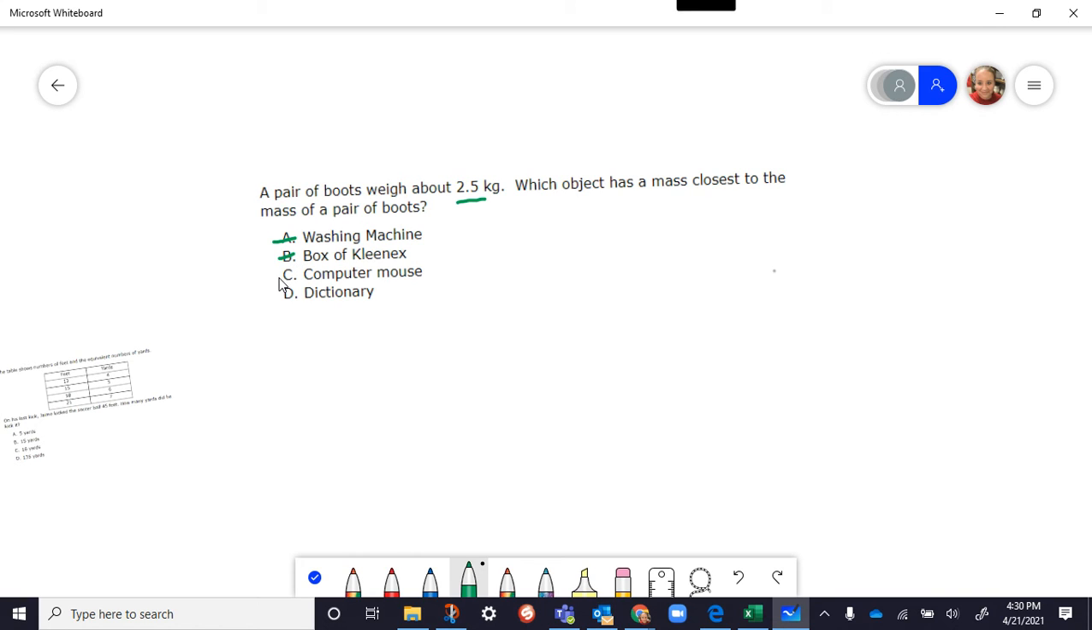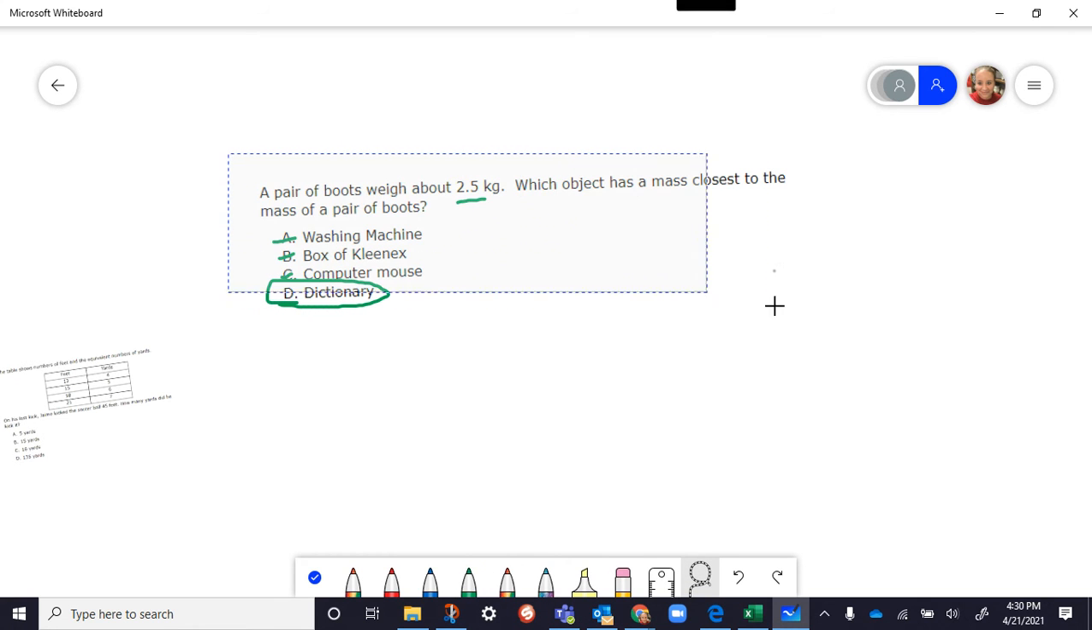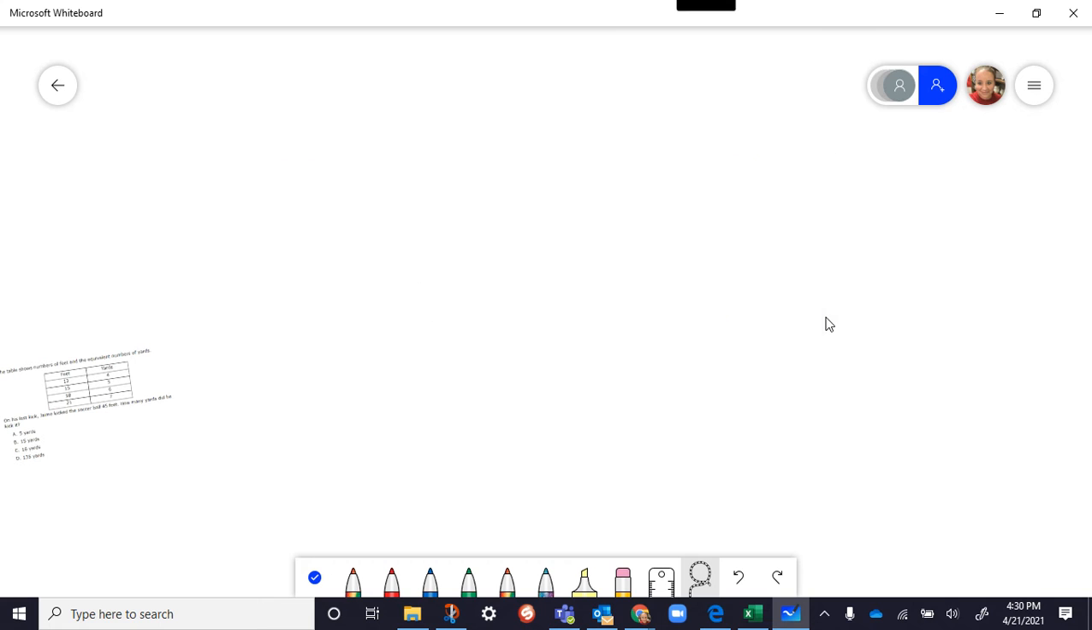Same with the computer mouse. Those are very light. A dictionary, a pair of boots, I mean, they're not super light, but they're not super heavy. Same thing with the dictionary. It has some weight to it. It's not light like these things, but it is kind of heavy like the boots. So I think I'm going to go with dictionary for that one. Alrighty, take that out here.